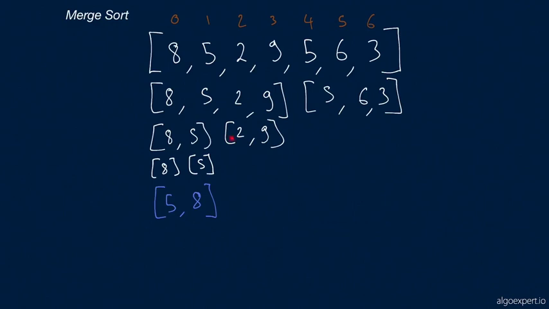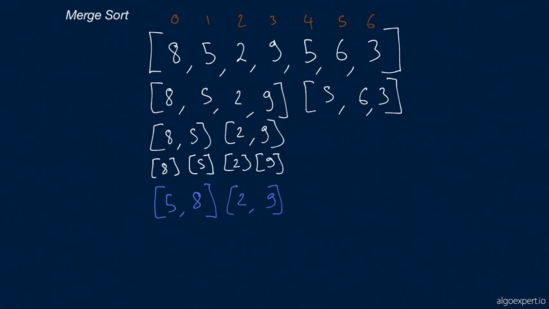So now we do the same thing with this subarray, 2, 9. So 2, 9 is going to be 2 and 9, right? Two subarrays of length 1. And now we create a new subarray where we recombine them, but we make sure that it's sorted. So we've got 2 and 9. Here, this time the subarray hasn't been altered from the first one.